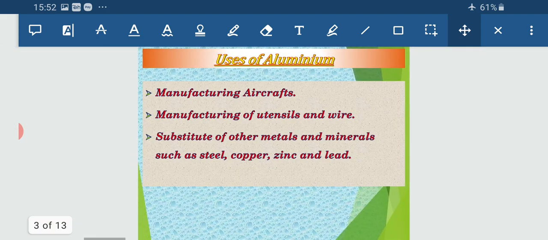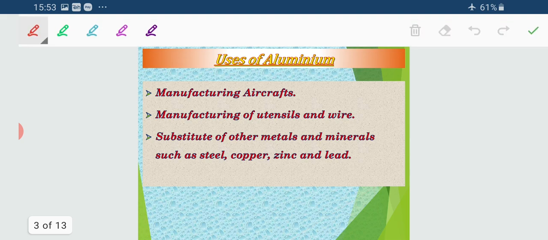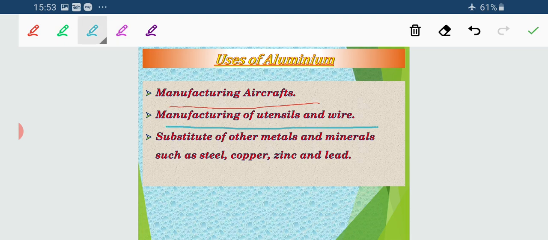Now let us proceed to the next, the uses of aluminium. Aluminium is basically used for manufacturing aircraft. Secondly, utensils and wire, and as it has the property of resistance to corrosion, it is being substituted for other metals like steel, copper and other minerals like zinc and lead. So these are the uses of aluminium.